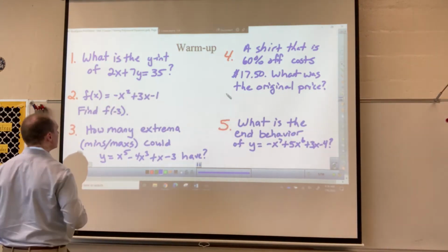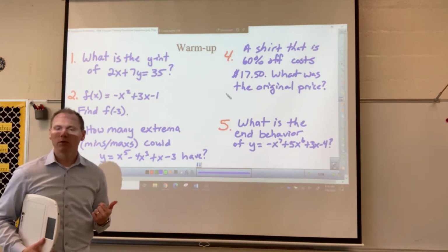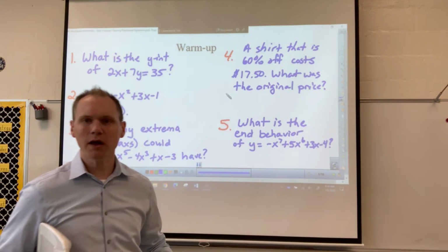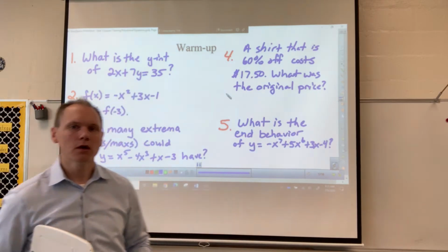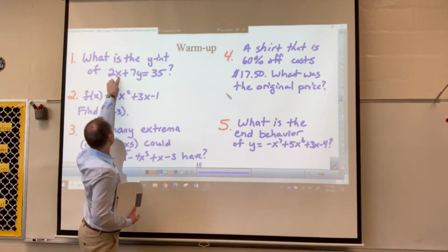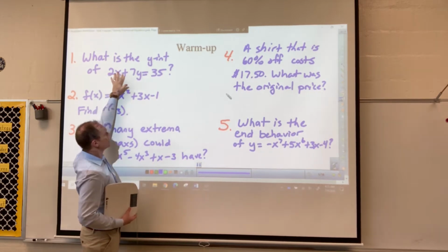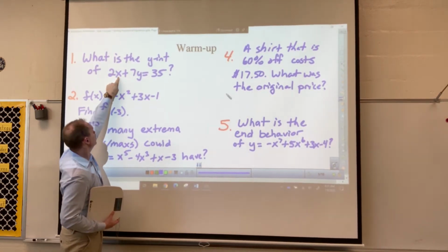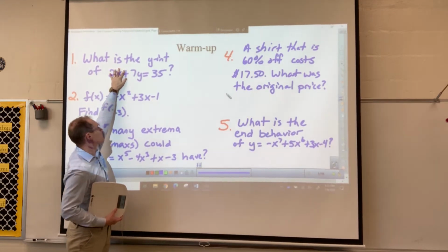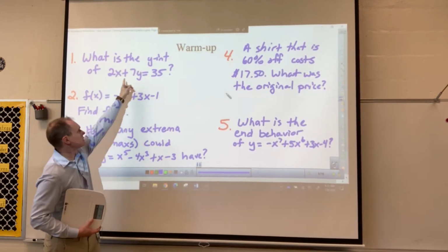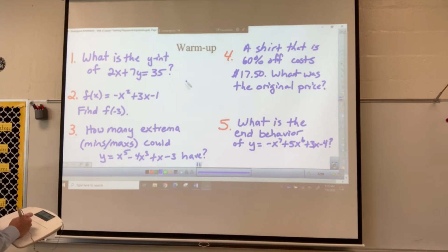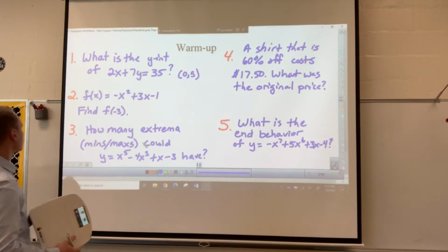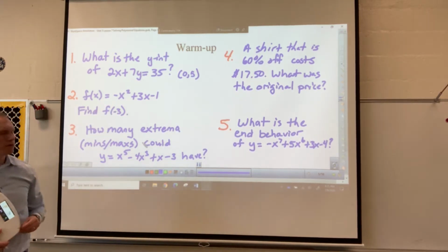What is the y-intercept of 2x plus 7y equals 35? This is in what we call standard form, but it doesn't matter what form we're in. The y-intercept is always the y value when x is 0. So when x is 0 here, we get nothing out of the 2x term, right? Some people like to just cover that up. When x is 0, that is 0. So really we're just solving 7y equals 35, so y is 5. So our y-intercept is 0, 5.